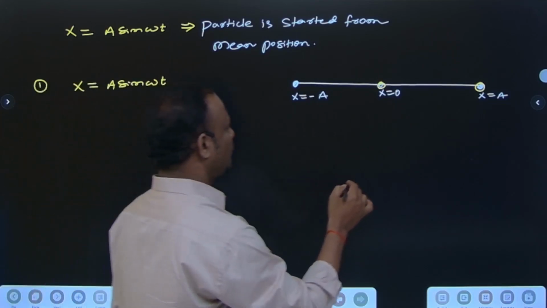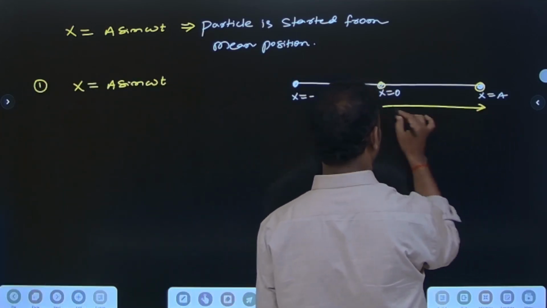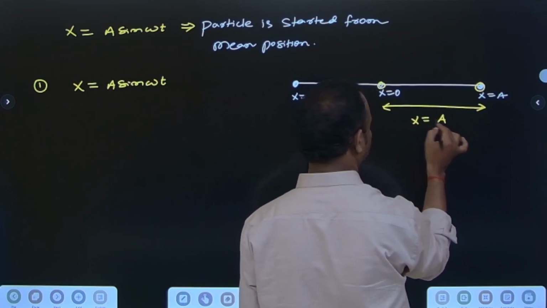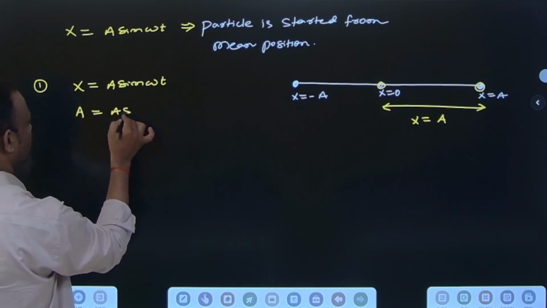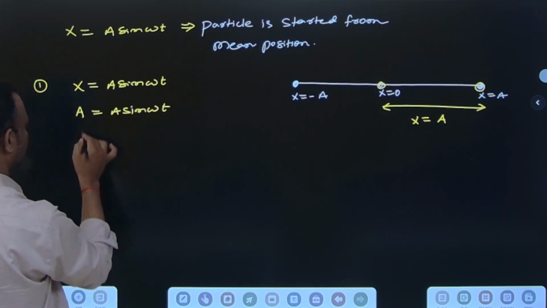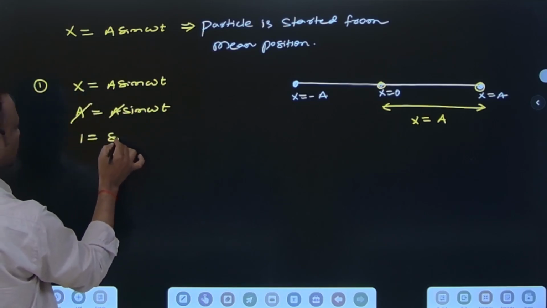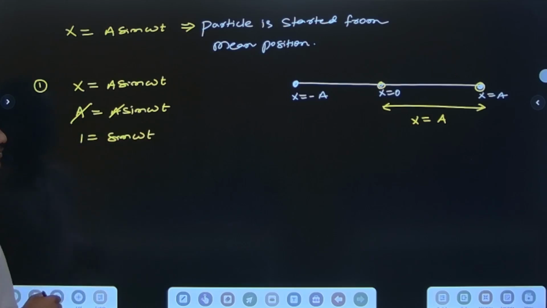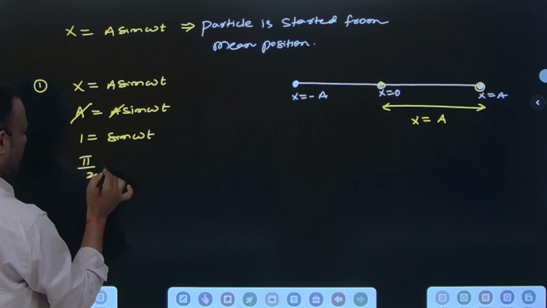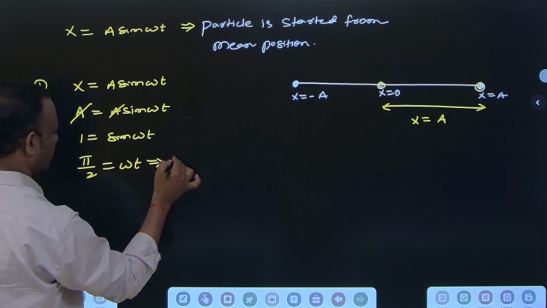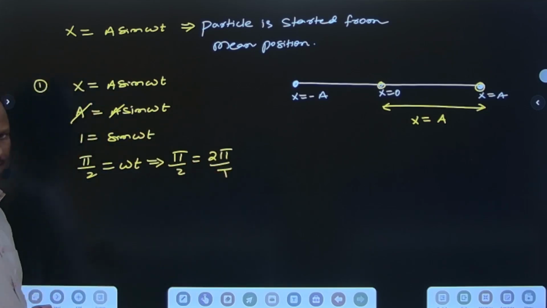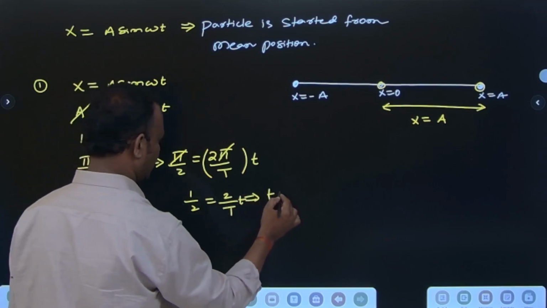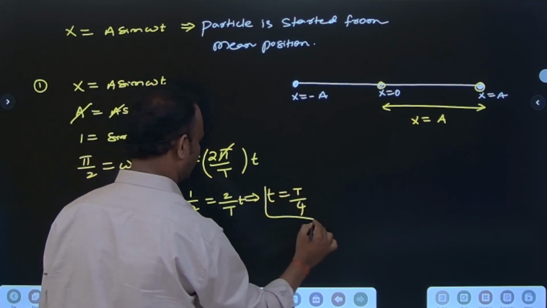From here to here, what is the displacement? A. So X is equals to A. In place of X, you need to substitute A. A is equals to A sin omega T. This cancels. 1 is equals to sin omega T. In the sine table, where do you get 1? For 90 degrees. 90 degrees means pi by 2. Pi by 2 is equals to omega T. Omega means 2 pi by T. So then small t is equals to T by 4.